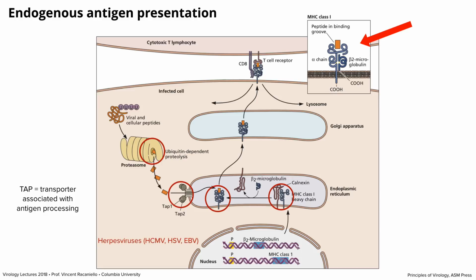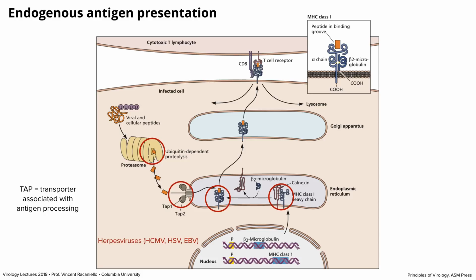And as you can see here by these red circles, viruses interfere. Again, these are largely herpes viruses: cytomegalovirus, herpes simplex, Epstein-Barr. You have them all. All of you have these. And they persist because they can antagonize this MHC1 pathway as well.